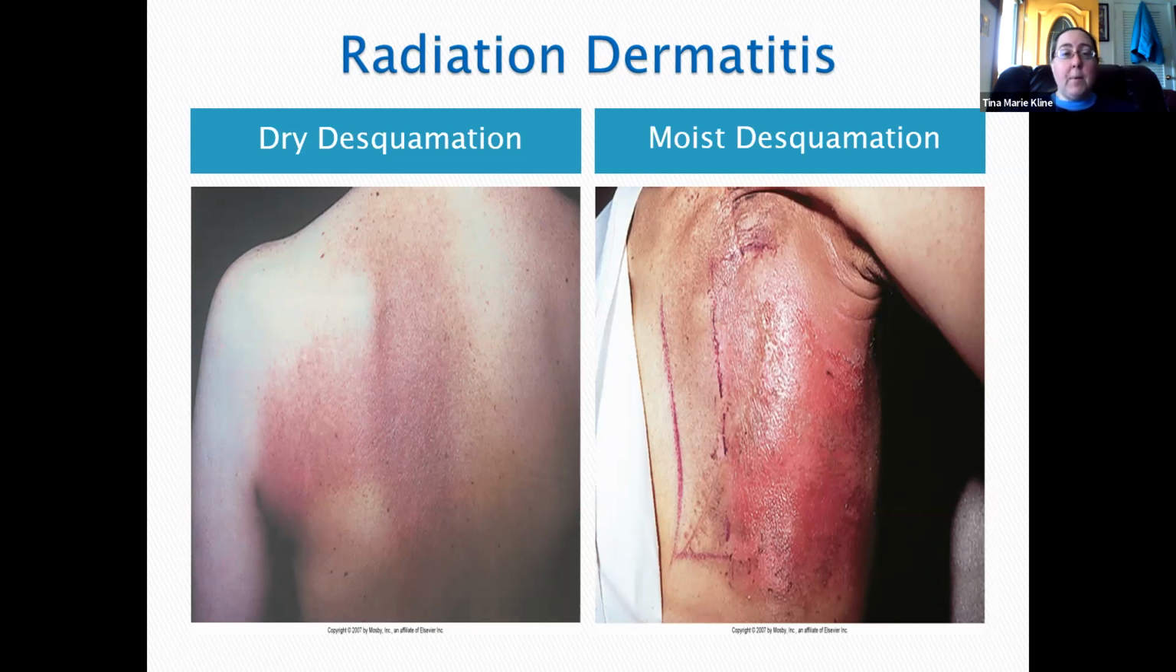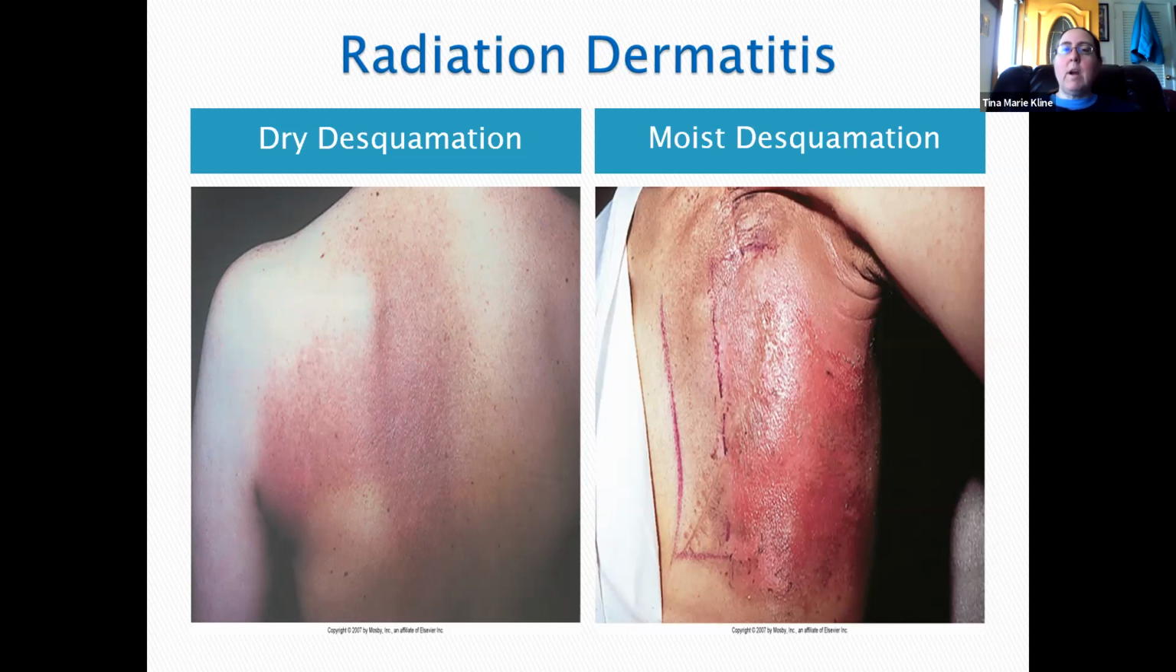I will tell you that your radiation oncologist will give the patient essentially just a list of products that are approved. If they are not on that list, they should not be using it. So it's going to be very specific with that. But in general, aloe is probably the number one go-to that we're going to be using. And it's all about maintaining that balance in the skin. But it will initially start with dry desquamation, and then it will progress to moist.